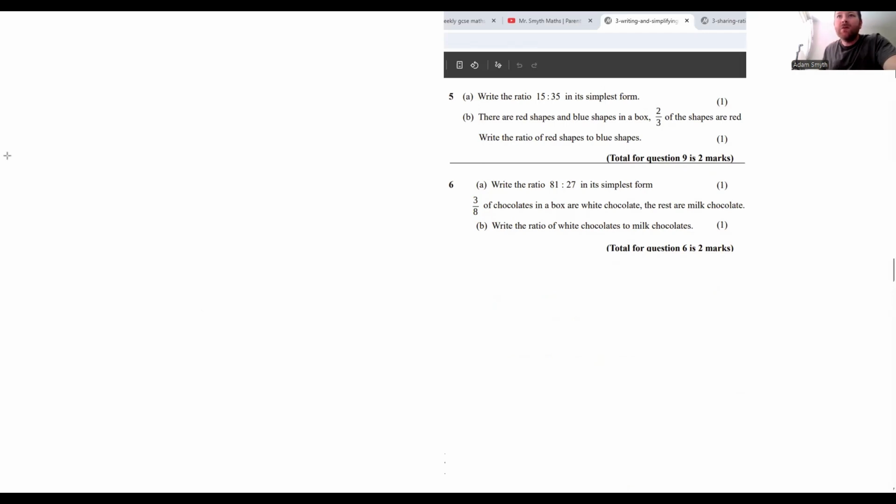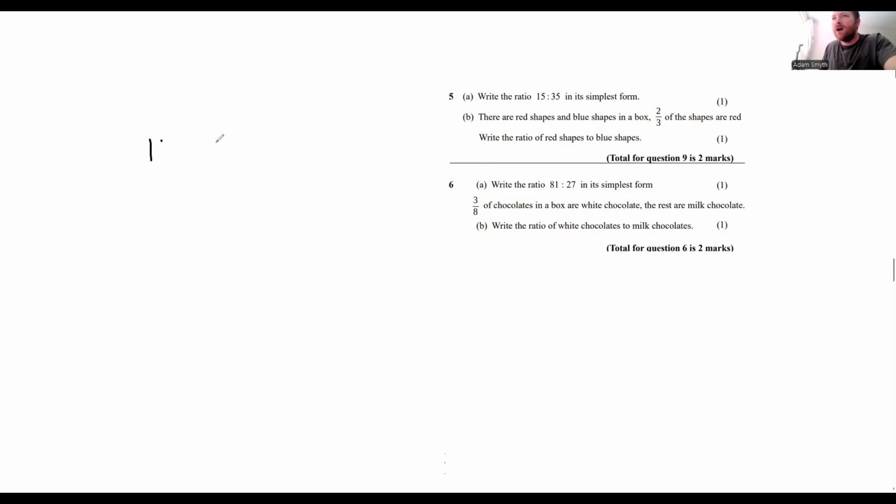Okay, so that first question says, write down the ratio 15 to 35 in its simplest form. So what this means is, let's say this is money. Let's say I get £15 for every £35 you get. But it doesn't mean for every 15 you get 35. We could simplify that down because if I get 1 for every 2 you get, that also means for every 2 I get, you get 4. For every 20 you get 40. For every 10 I get, you get 20. So you get double what I get.